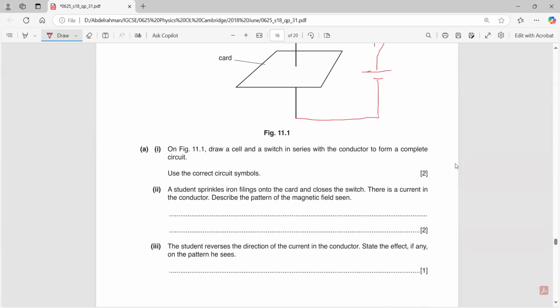A student sprinkles iron filings onto the card and closes the switch. There is a current in the conductor. Describe the pattern of the magnetic field seen. If I have the iron filings around the wire, they will create circles. So it would be a circular pattern around the wire. They form circles around the wire.